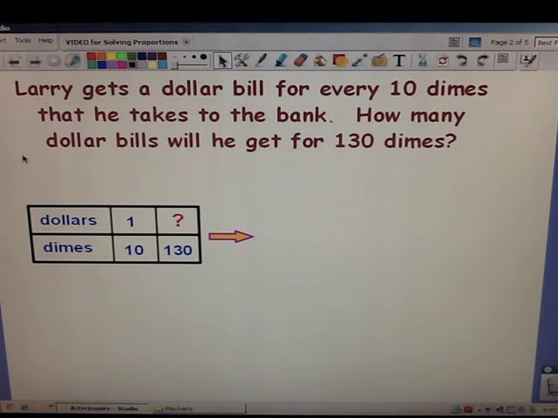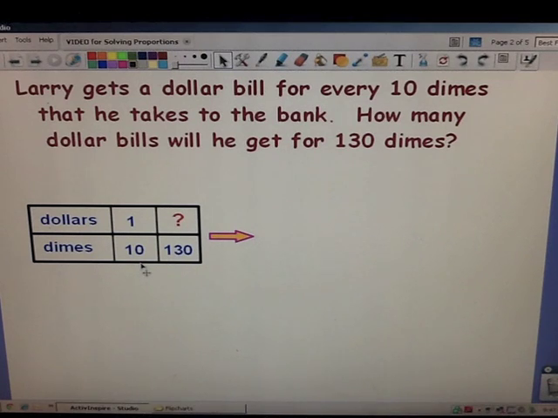Larry gets a dollar bill for every 10 dimes that he takes to the bank. How many dollar bills will he get for 130 dimes? So we've learned to set up a ratio table, put in our units, our labels, dollars to dimes. Our first rate was $1 for every 10 dimes, and we want to find out how many dollars he would get for 130 dimes.